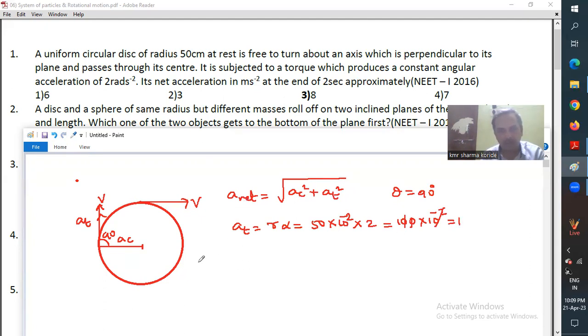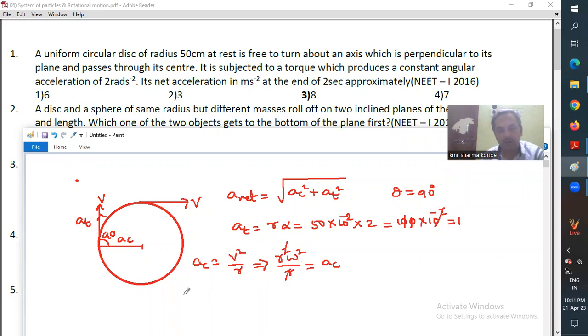Now, centripetal acceleration we can directly write as V square by R. So we need to concentrate on getting the value of V. So therefore, we can write that this is R square omega square divided by R. So centripetal acceleration is R omega square. We can cancel R and R.